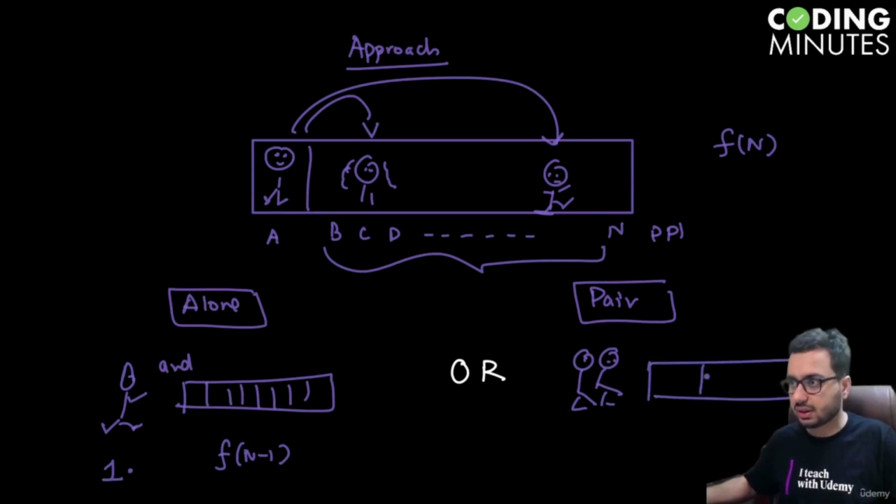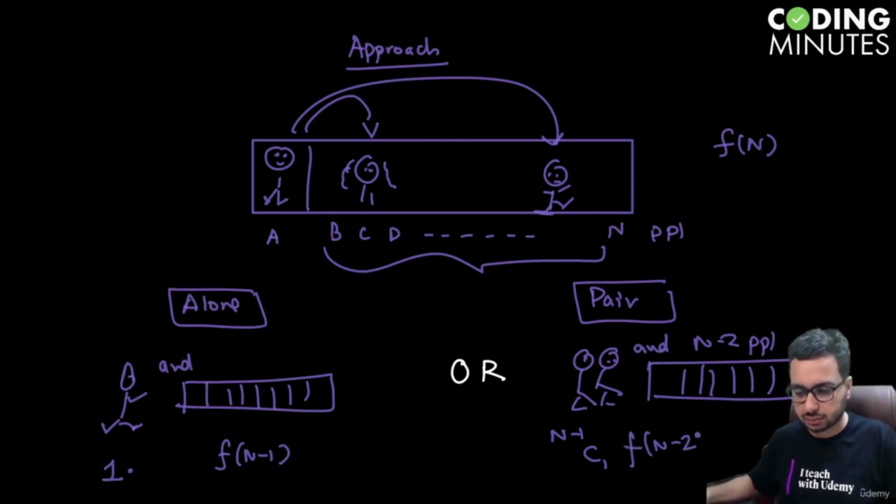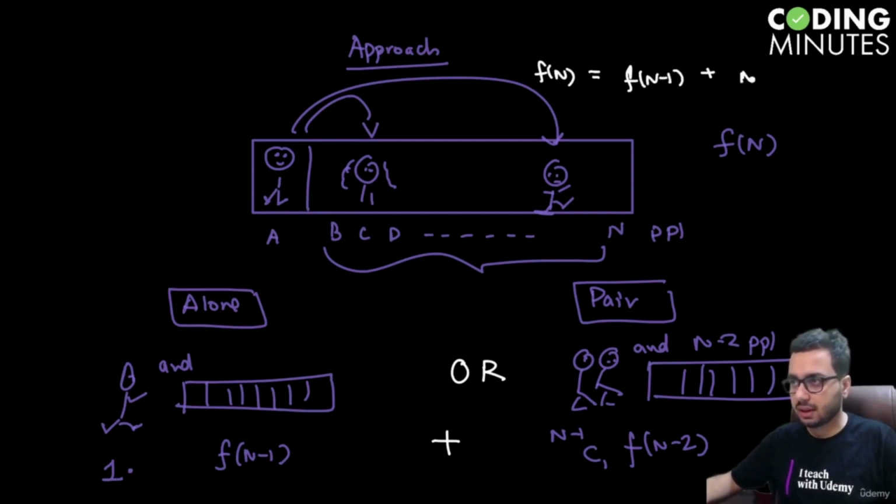So how many people are left in the remaining array? You are left with n minus 2 people. A can go with someone in n minus 1 C 1 ways, that is nothing but n minus 1, and the remaining people are also going. They can go in f of n minus 2 ways. Your final answer would be the sum of these two, because 'or' means plus. So f of n would be 1 into f of n minus 1, if A goes alone, plus n minus 1 into f of n minus 2.